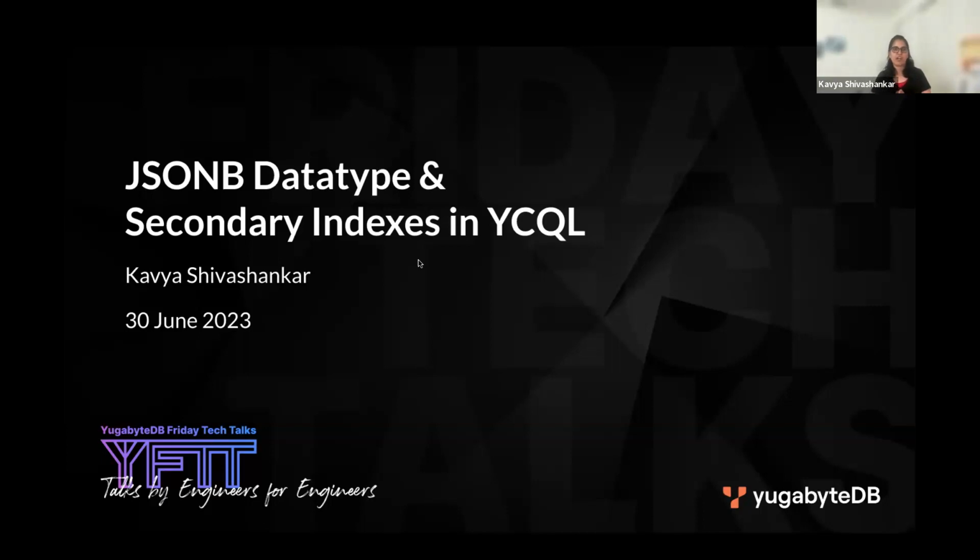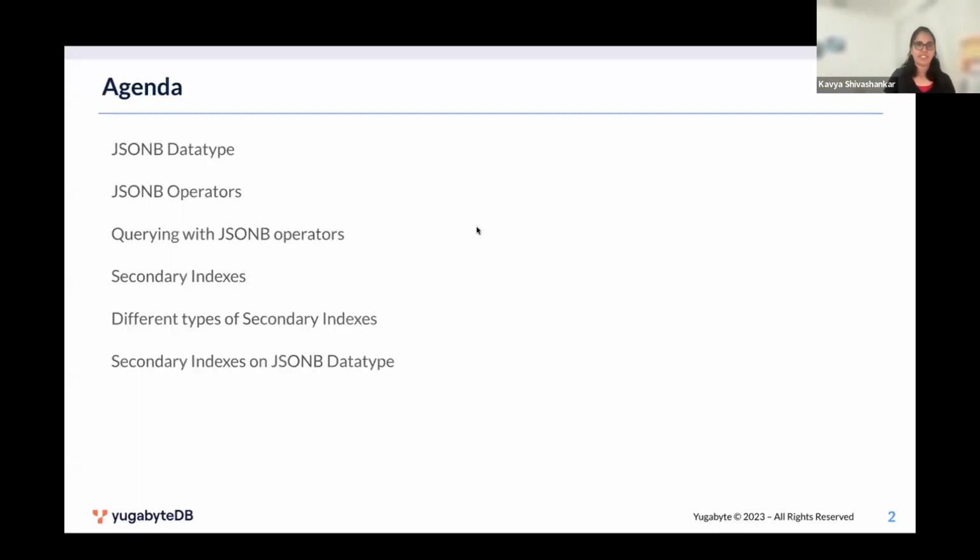So today I'm going to be talking about the JSONB data type and secondary indexes in YCQL. Many of you may already know that YugabyteDB has two different APIs, the SQL API, which is Postgres compatible, and the YCQL API, which is Cassandra compatible. These features in YCQL are specific to the Cassandra compatibility that we offer in YugabyteDB. So here's the agenda that I'll be going through over the next 30 minutes.